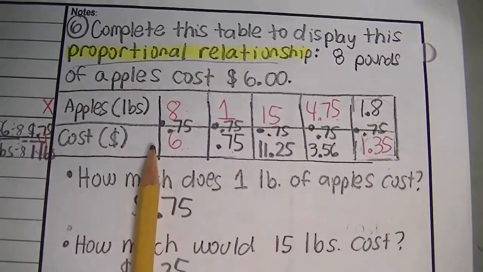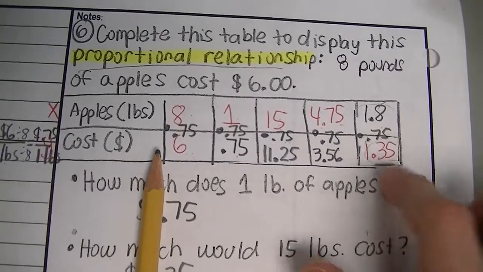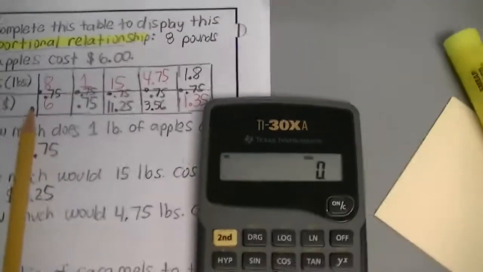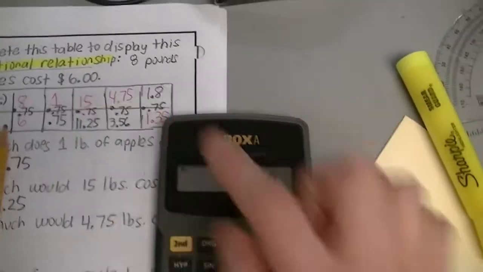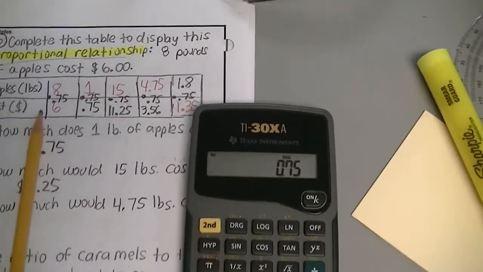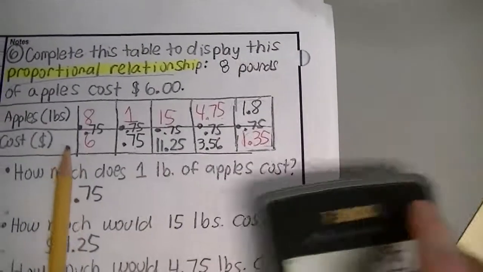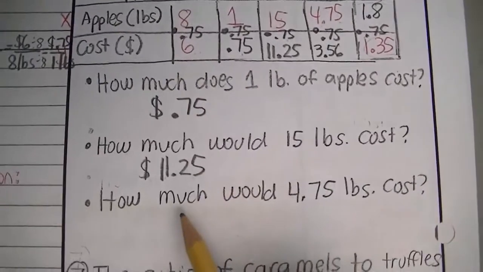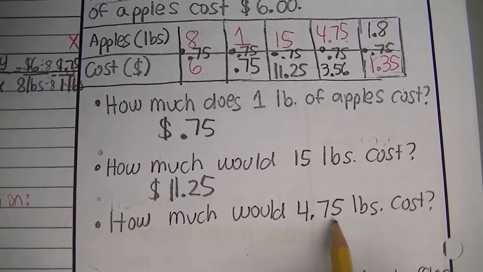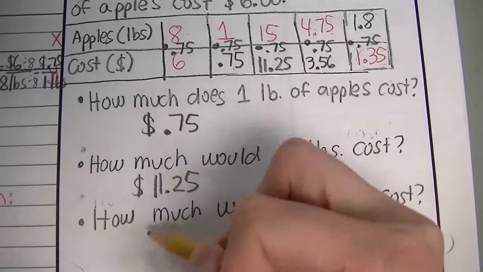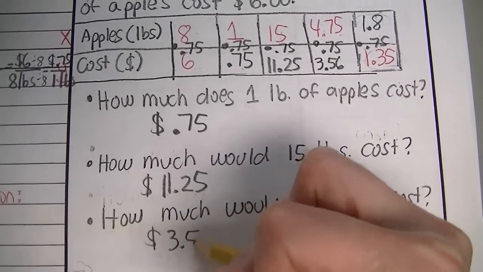Here's how you double check. Multiply it to see if you get this. Multiply 1.8 times the unit rate to get $1.35. Let's double check. 1 8/10 times 75 hundredths equals $1.35, and it matches, okay? All right, I forgot to answer this question. How much would 4.75 pounds cost? $3.56, okay?